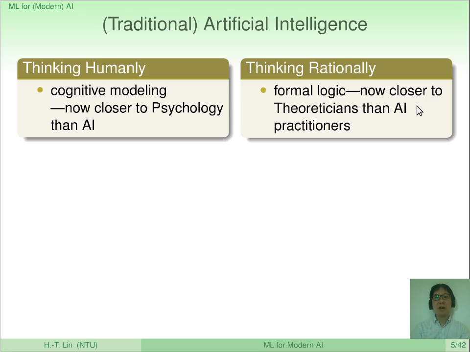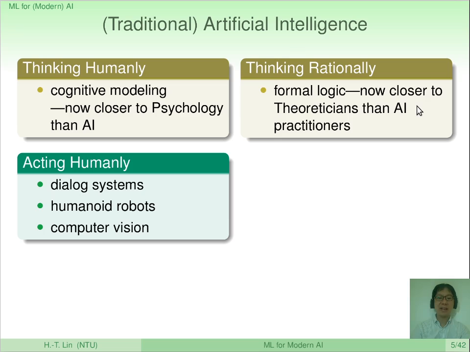Okay, let's talk a little bit more about traditional artificial intelligence. As we mentioned, traditional artificial intelligence has 2 axes: thinking or acting. And in thinking, there's the direction to be like human or to be thinking more rationally. Each aspect leads to a connected research field like cognitive modeling or formal logic. But those parts are not the main emphasis of mainstream AI nowadays. Mainstream AIs consider acting more.